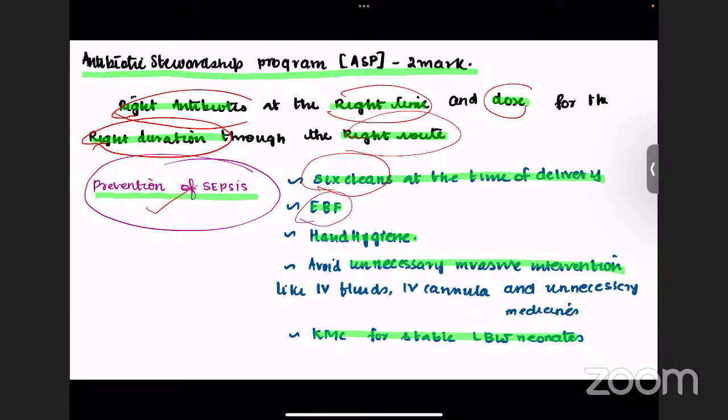Exclusive breastfeeding, as I said, reduces diarrhea 14 times and pneumonia 4 times in neonates. Exclusive breastfeeding is an immunological advantage, so you should always give that.